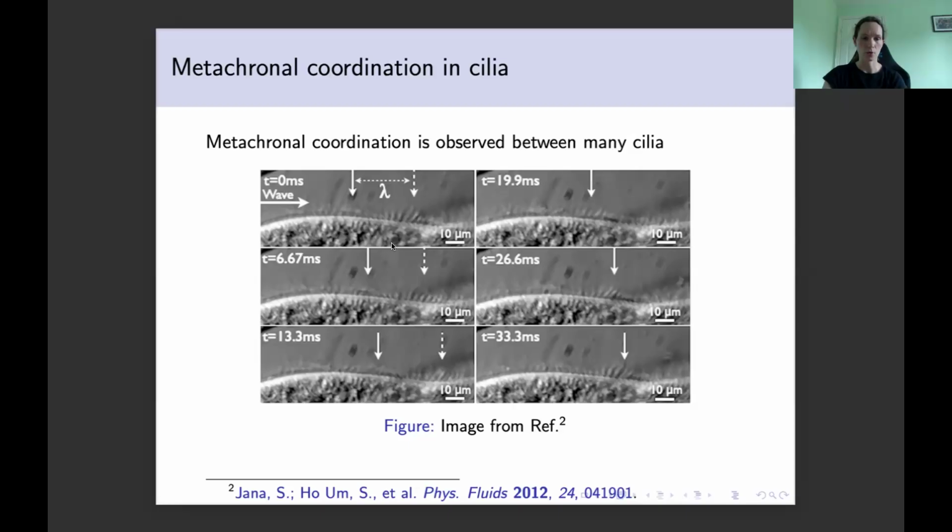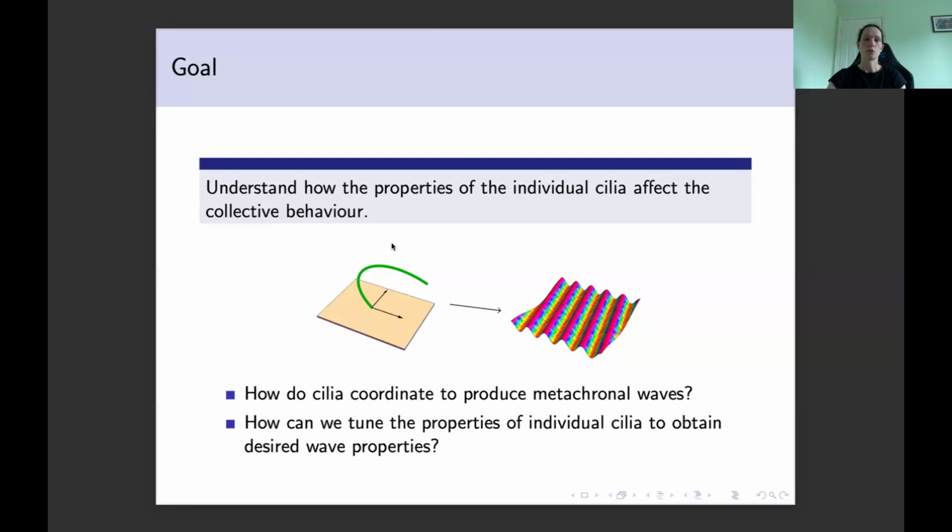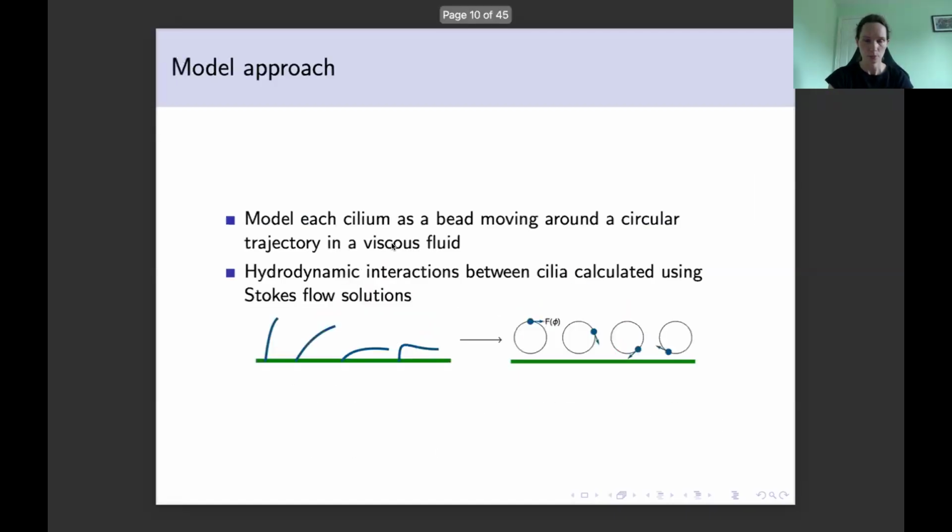As I said before, I'm trying to develop an analytical framework to connect the properties of the individual to this emergent wave. So we're thinking about the physical properties of the individual cilium, the geometric properties, and then how that links to the emergent wave. The model approach that I take is to model each cilium as a bead moving around a circular trajectory. This is called a rotor model. It's commonly used in these types of cilia problems.